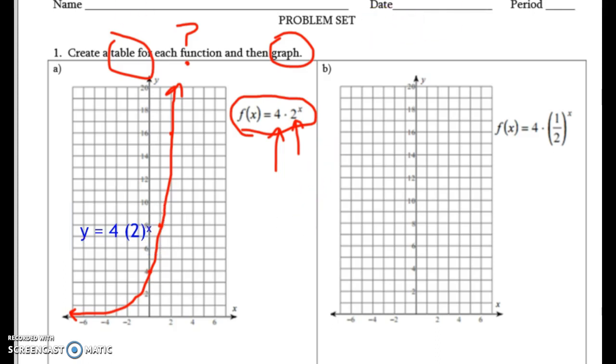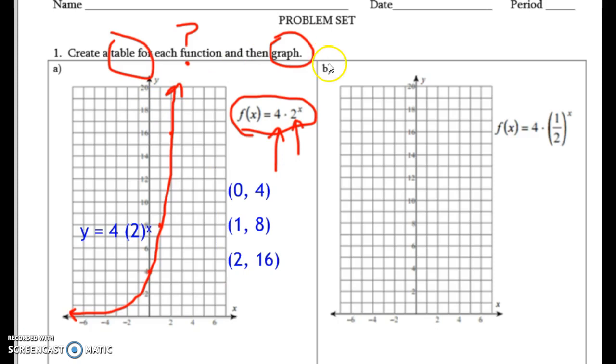We're also asked to create a table. I'm going to do a fairly quick table here. I'm not going to draw a box or anything like that. I'll just name the points that I named. So one of the points that I named was 0, 4. The next point that I named was 1, 8. And then after that is 2, 16.